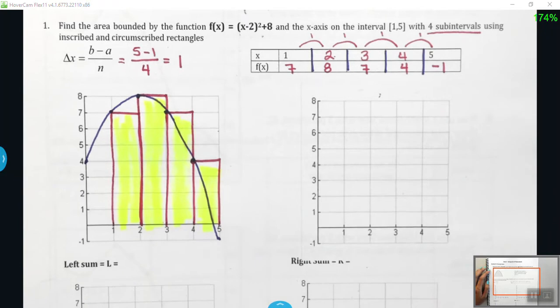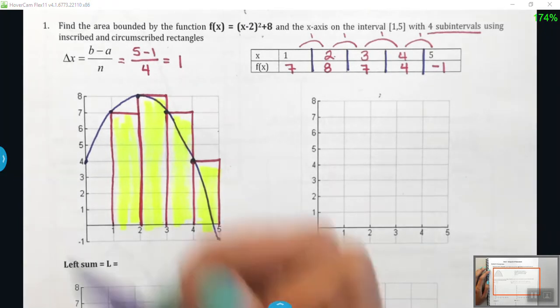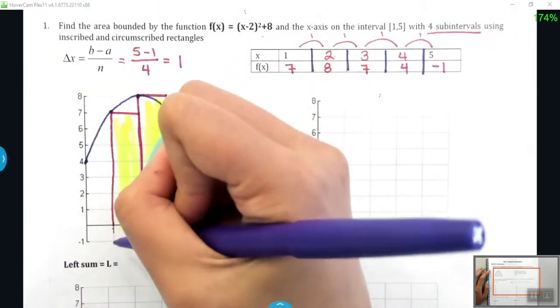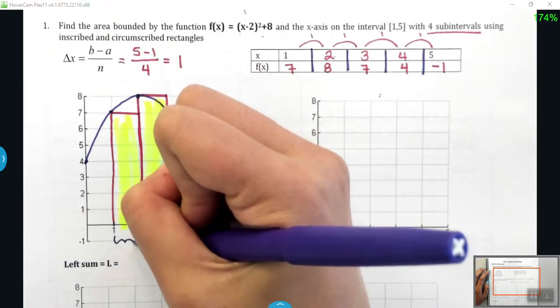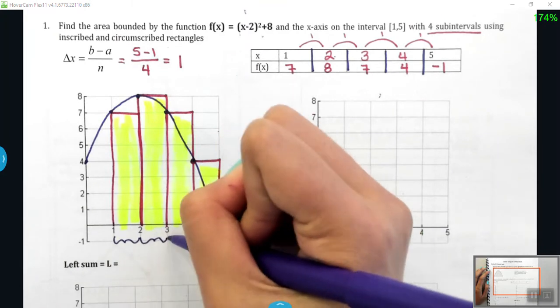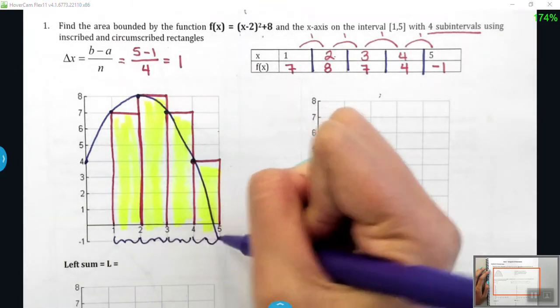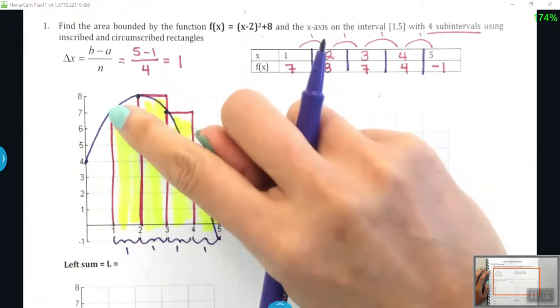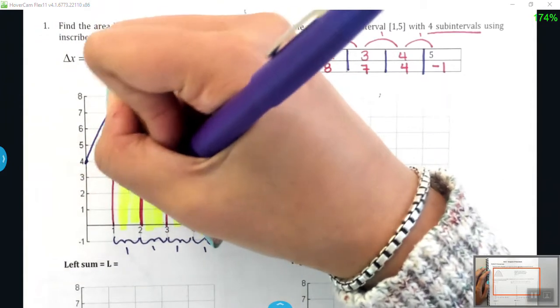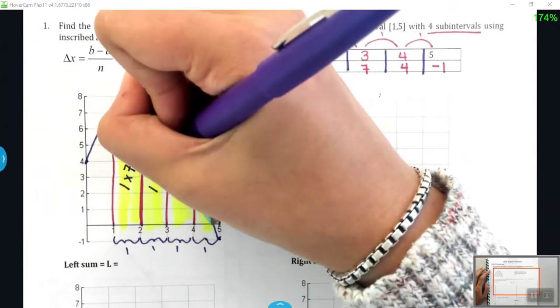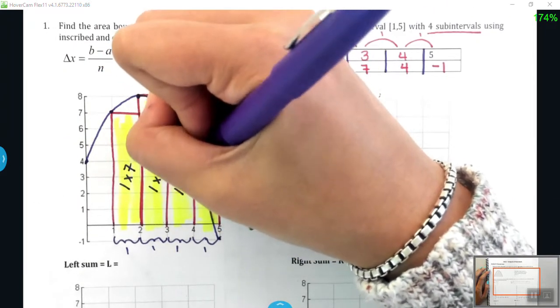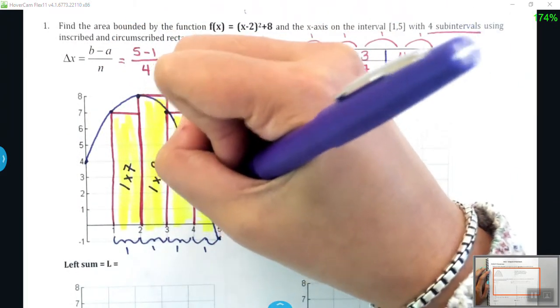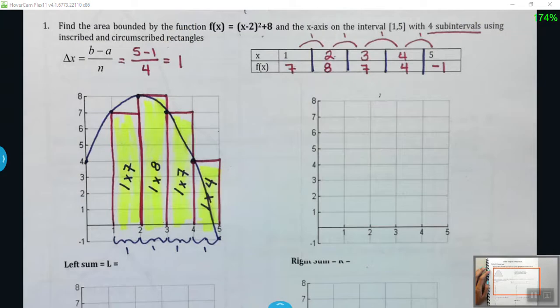Okay. All right. So my left sum approximation would be a width of 1 every time, right? So it's 1 every time. So this one, and then my height of this rectangle will be 7. So this is 1 times 7. This would be 1 times a height of 8. This is 1 times 7. And this is 1 times 4, right?